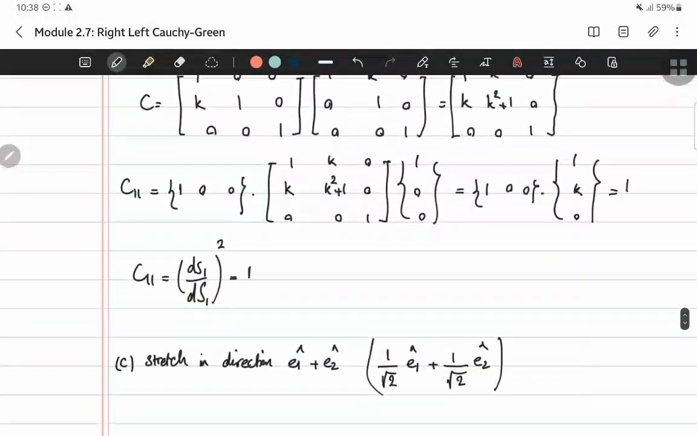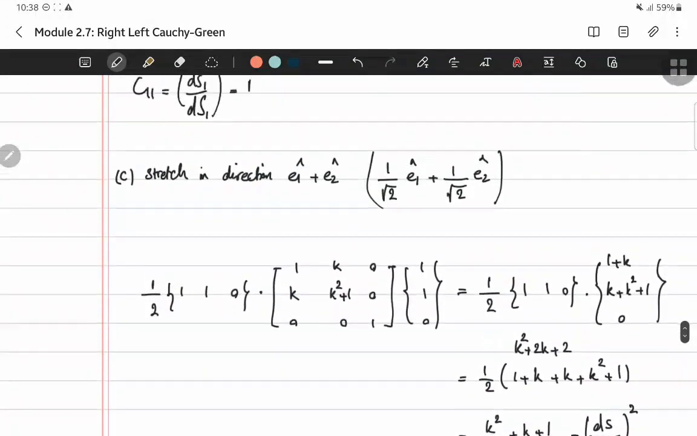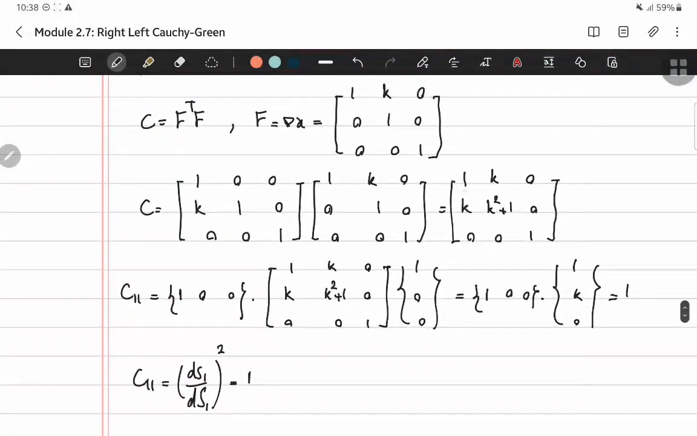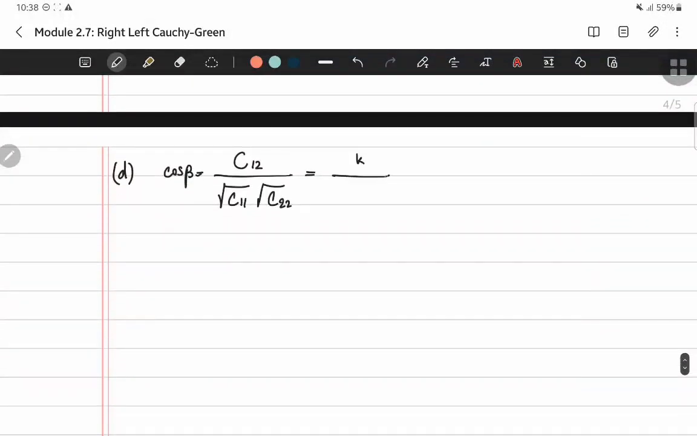So cosine beta is C12 divided by the square root of C11 times the square root of C22. Here, C12 is K, C11 is 1, and C22 is K squared plus 1. So it is K divided by the square root of 1, which is 1, then the square root of K squared plus 1, which is the square root of C22.